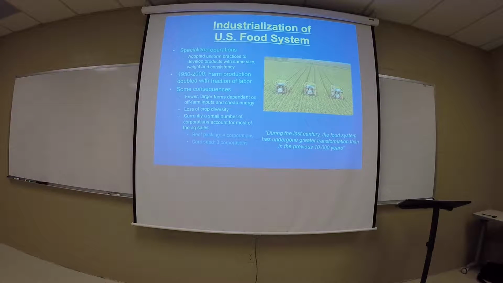So, to summarize the industrialization of the U.S. food system that we have today, we have some highly specialized operations where they're producing very uniform products, same size, weight, etc. A lot of the crops are genetically similar, livestock is genetically similar.